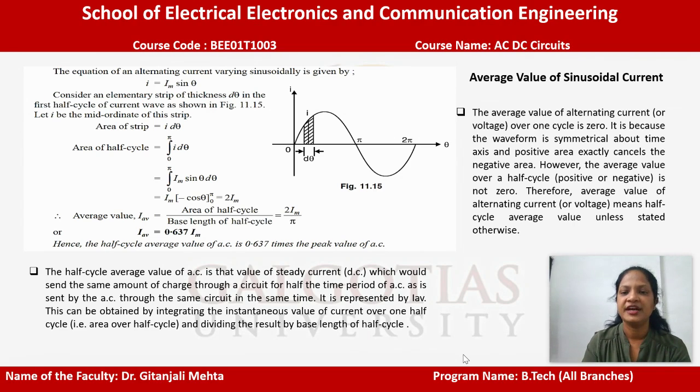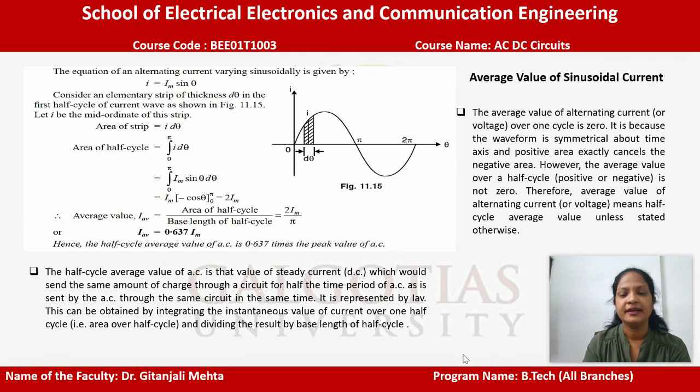However, the average value over a half cycle is not 0. Therefore, average value of alternating current means half cycle average value unless stated otherwise. So the half cycle average value of AC is that value of steady current which would send the same amount of charge through a circuit for half the time period of AC as is sent by the AC through the same circuit in the same time.